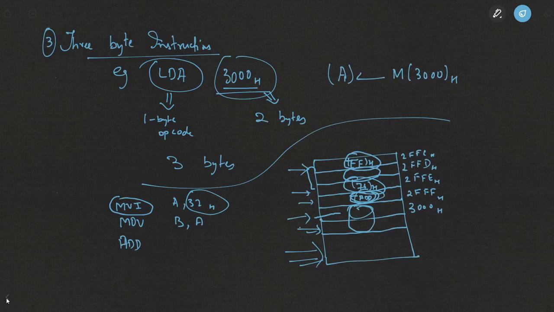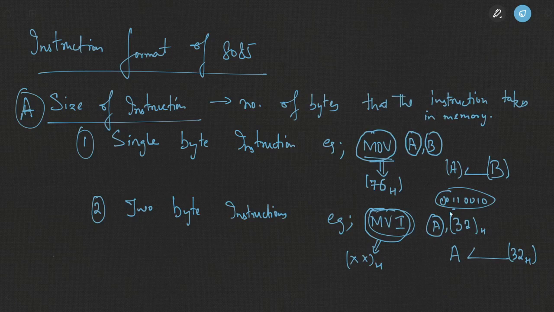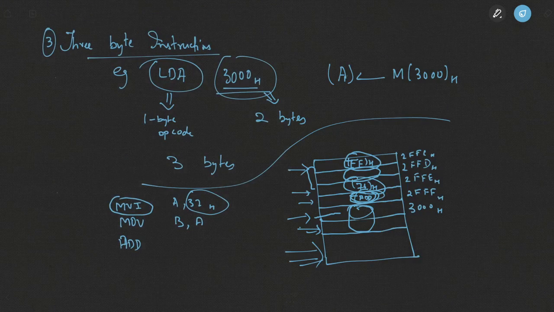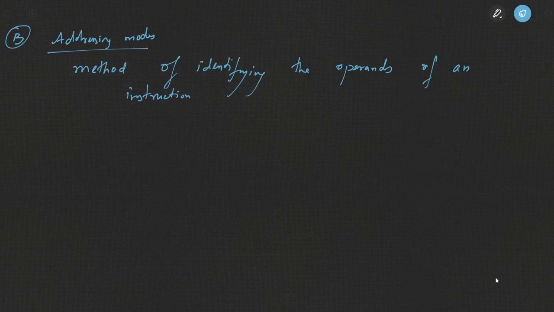Say for example, we have done these examples just right now. So this MVI here is your instruction, A and 32 are your operands here. What type of operands are these? We can identify them through the addressing modes, and 8085 basically supports 5 types of addressing modes. The first one is register addressing mode.